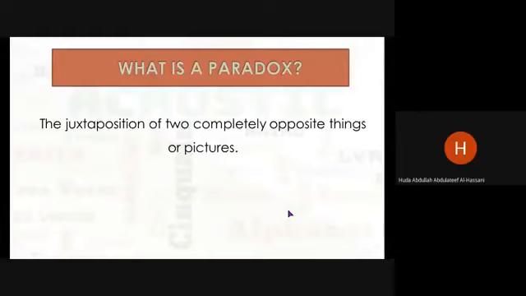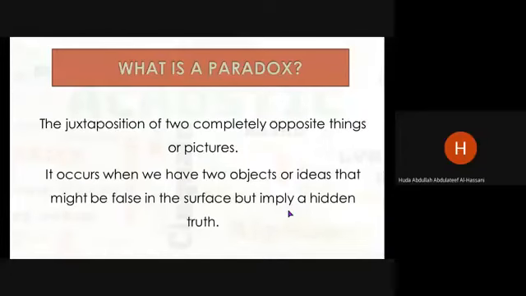The first structural poetic device is called paradox. So what is a paradox? Actually, paradox is the juxtaposition of two completely opposite things or pictures. Okay? It occurs when we have two objects or ideas that might be false on the surface but imply a hidden truth.